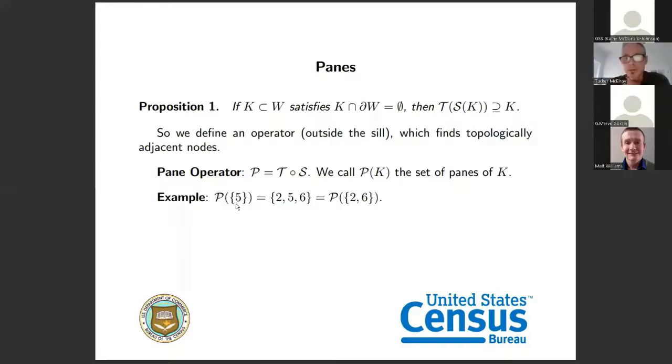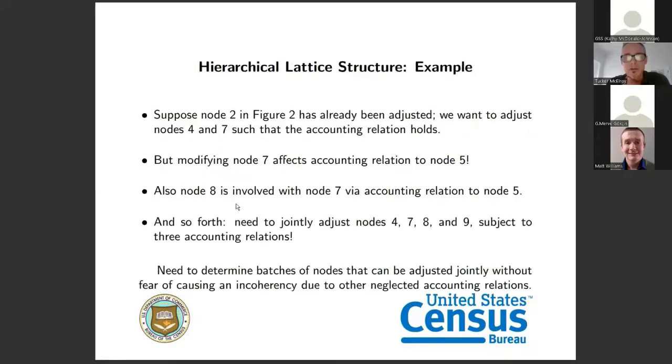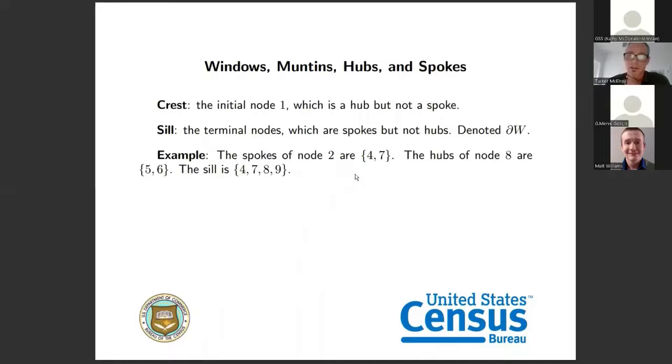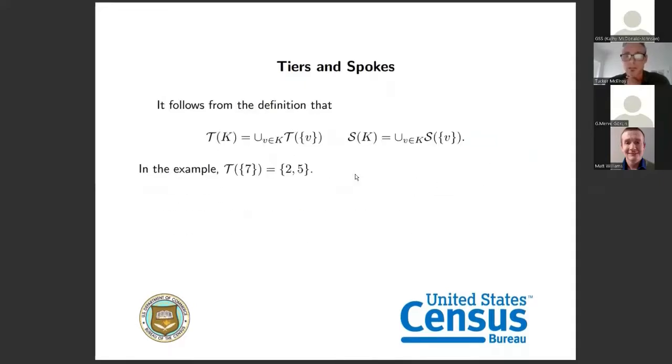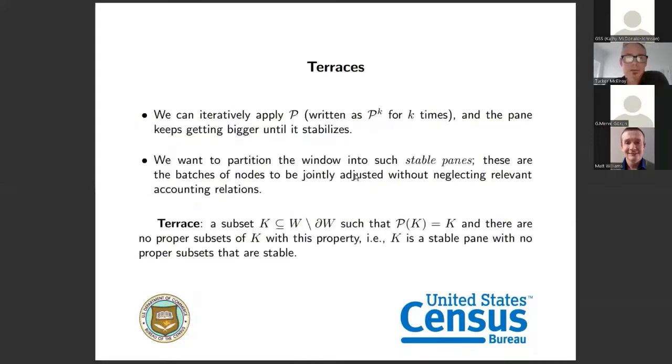So let's do this example. If I go back to node 5 and look at the spokes of node 5, the spokes are 7 and 8. Then the tier of 7 is 2 and 5, and the tier of 8 is 5 and 6. Putting those together, I get 2, 5, and 6. So from 5 alone, I get the pane of 2, 5, 6. And it turns out that computing these panes is pretty important towards our end goal. So let me move on to that.